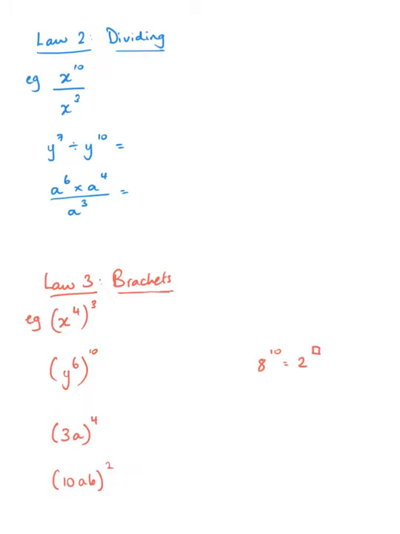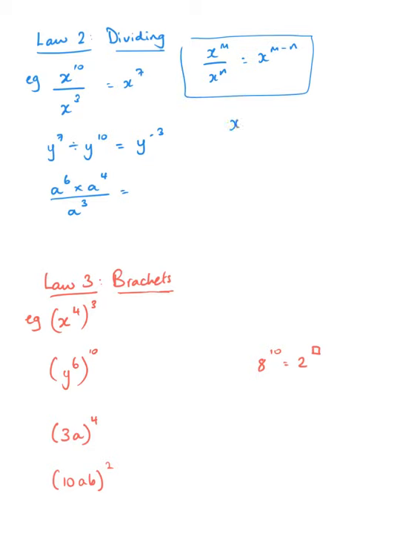Okay, so law 2 is when we divide. And this is obviously the opposite of multiplying, as dividing is the opposite of multiplying. So it probably won't surprise you to realise that this is x to the power 7, and this would be y to the power of minus 3. What I'm doing here, so I have x to the m divided by x to the n, that's x to the m minus n. And again, it's fairly logical why that works.